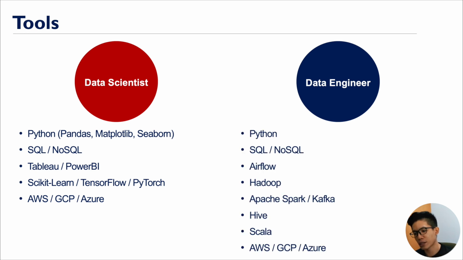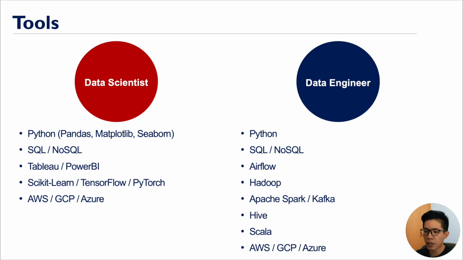Now, what about data engineers? As I mentioned, data engineers need to be more technical in a way. They need to have some software engineering background in some way. Of course, a lot of data engineers also use Python and SQL or NoSQL query languages, because they have to collect the data and share it with data scientists or the rest of the team.